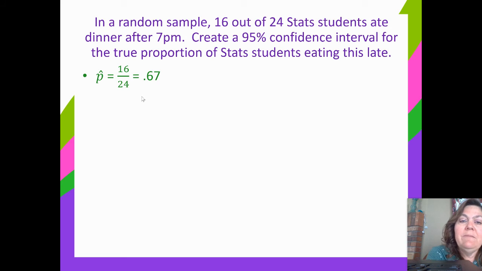You're not always going to be given the percent. You need to read the problem carefully, and it's given as a fraction or a ratio here. Take the ratio and create it as a percent. 16 out of 24 is 0.67. So that's my p-hat, my sample proportion.